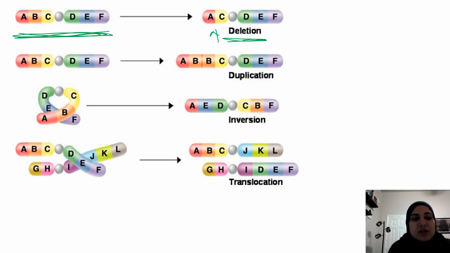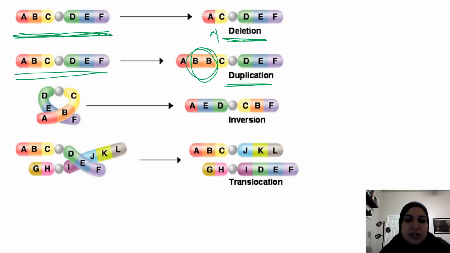The next one is, here's the original I wanted. I duplicated. A duplication means I copied. So I got B twice. I copied that DNA. So now I'll make extra of that protein every single time. If I make extra of that protein, that can cause a problem in my body.